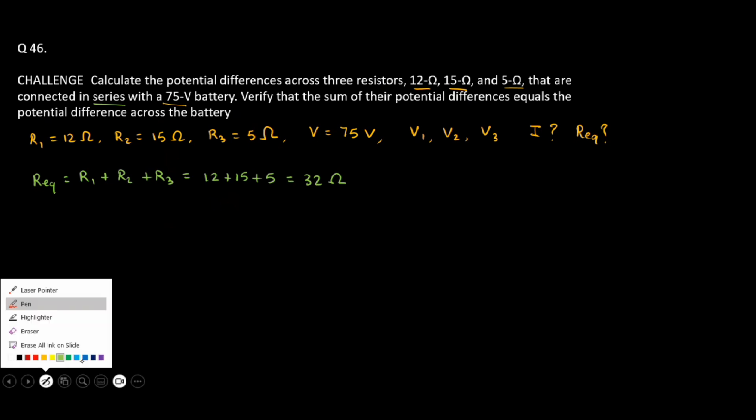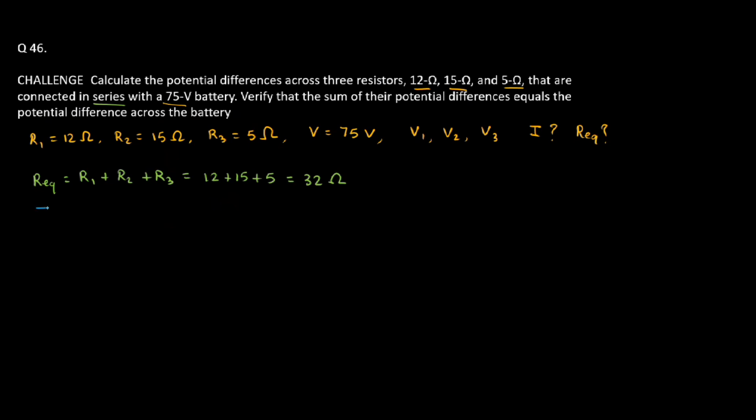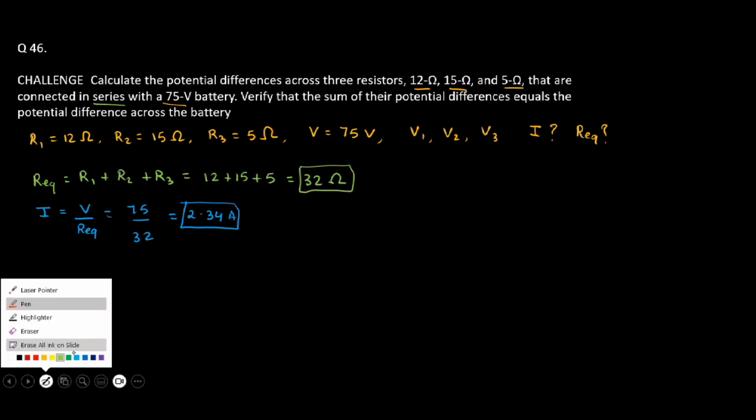After we get the equivalent resistance, we will find the total current. Current I equals V over R equivalent. So we can substitute the V as 75 divided by 32. And that will give me the value of current as 2.34 ampere. Once we find the current, we can use the value of current and the individual resistances to calculate V1, V2, and V3.